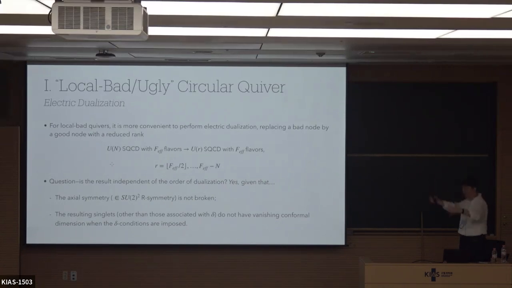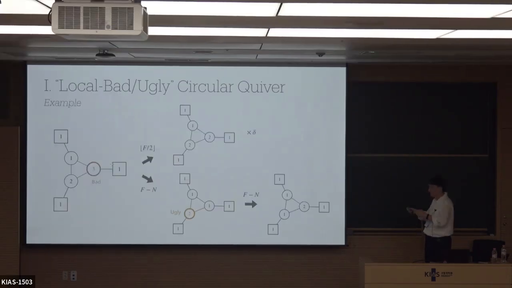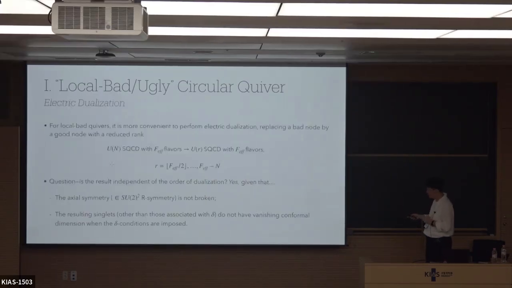The list of resulting theories is independent of the order of dualization, given that the axial symmetry is not broken, which is somewhat natural because we expect that N equals 4 supersymmetry is still preserved in the IR. So this shouldn't be broken explicitly. Another condition is on the resulting singlets. Whenever we dualize this, we have some decoupled monopoles, which are realized as gauge singlets, of course. And they should not have vanishing conformal dimension when the delta conditions are imposed.